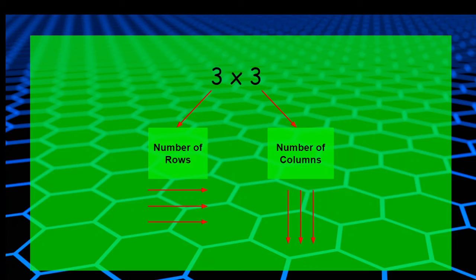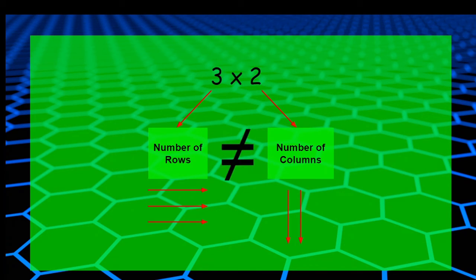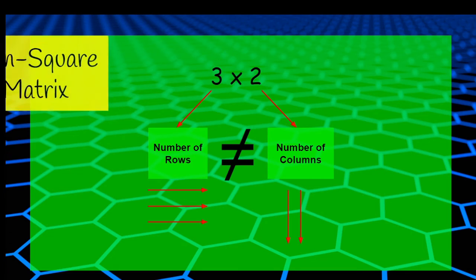So just think about a square shape. Its major property is having its length and breadth to be equal. So also the number of rows has to be equal to the number of columns in a square matrix. But when the number of rows and columns are not equal, we have what is called a non-square matrix.